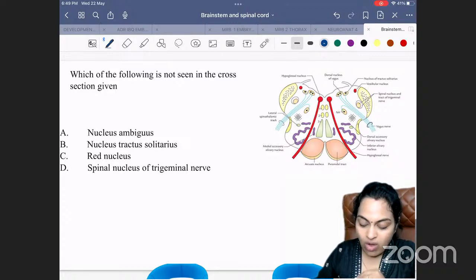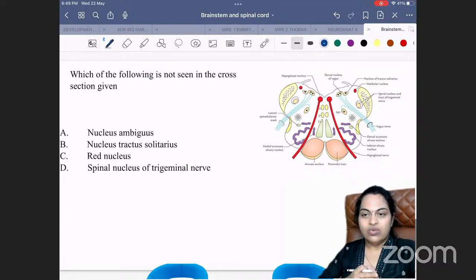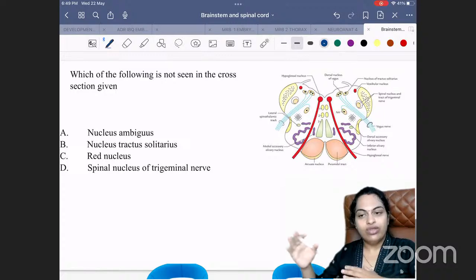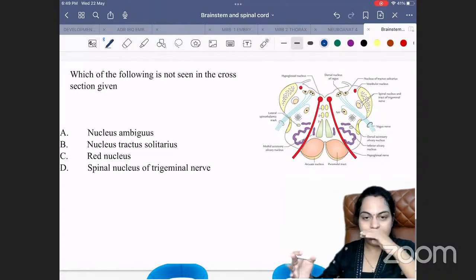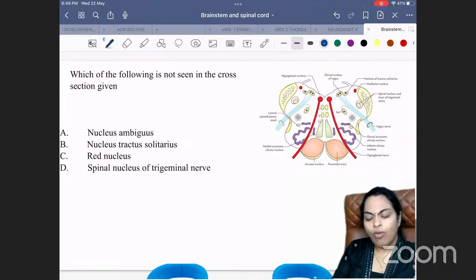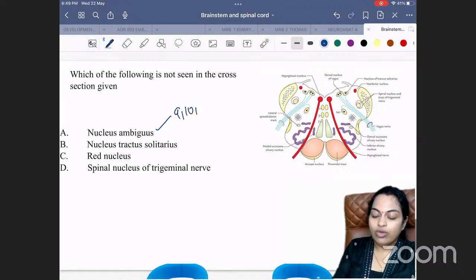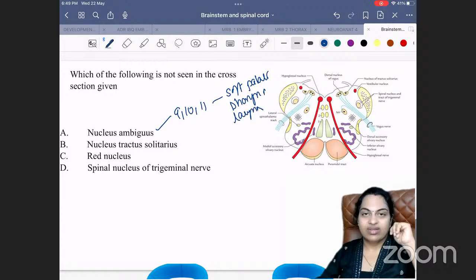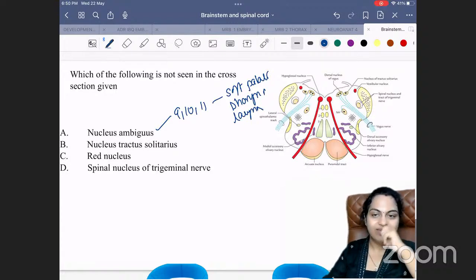Which of the following is not seen in this cross section? So this is the cross section of the medulla. You can see the olivary nucleus. What do you know about nucleus ambiguus? The axons coming from the nucleus ambiguus contribute to the 9th, 10th, and 11th cranial nerves that supply the muscles of the soft palate, pharynx, and larynx. The fourth and the sixth arch, vagus. Ninth is the third arch nerve.